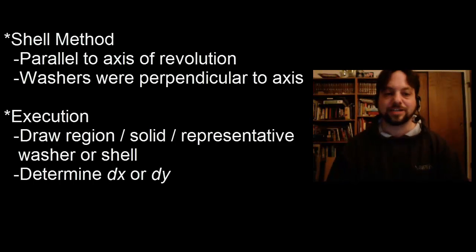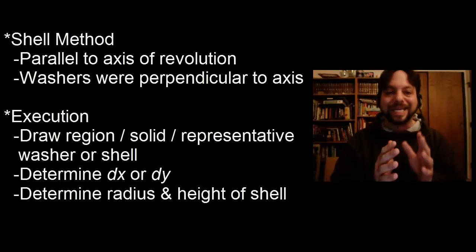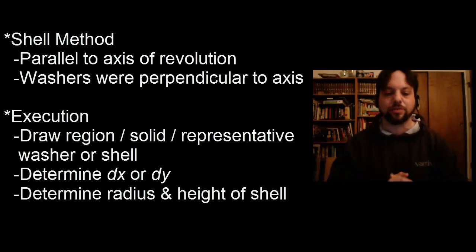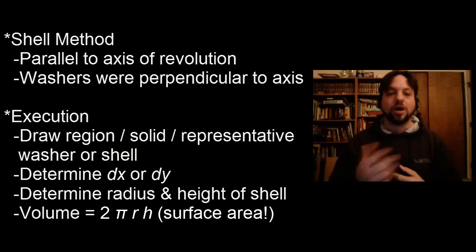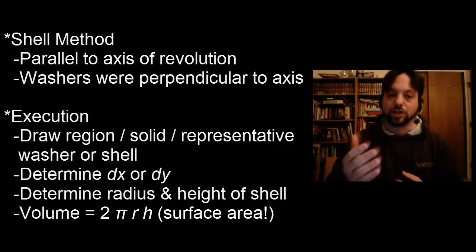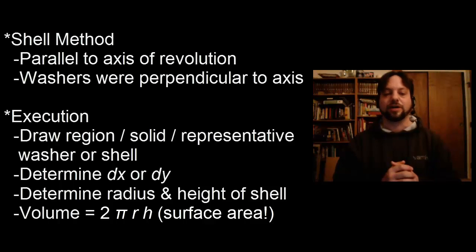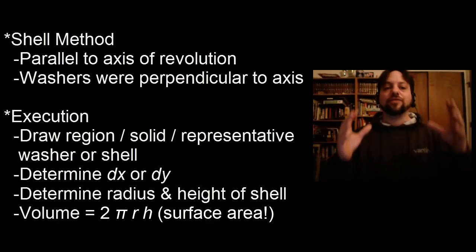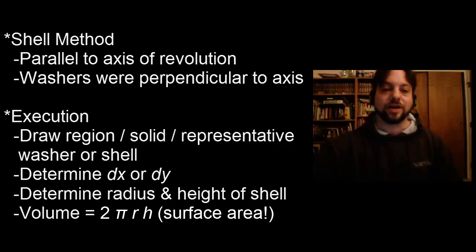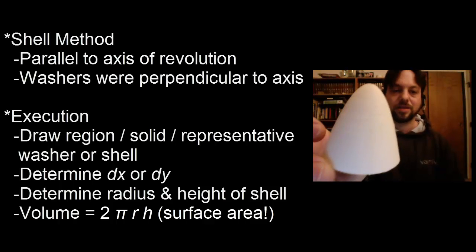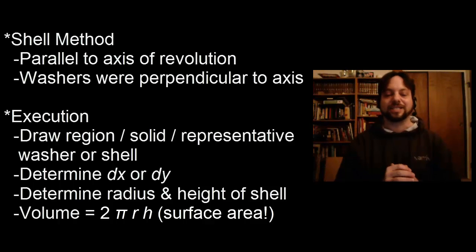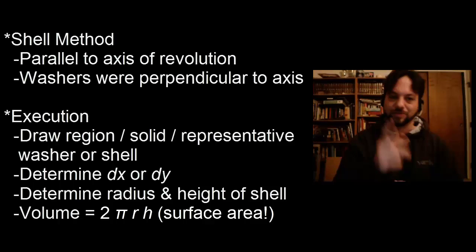Once you've determined whether it's dx or dy, all you need to do is find the radius and the height of your representative shell in terms of the correct variable, and then you can just set up your volume formula, which is just the integral of 2 pi rh. 2 pi rh, remember, is just the surface area of each cylinder. So really all we're doing is just adding the surface area of every cylinder together, and that will give us the solid that we're looking for. So remember all this as you are working on this assignment, and as always, good luck.